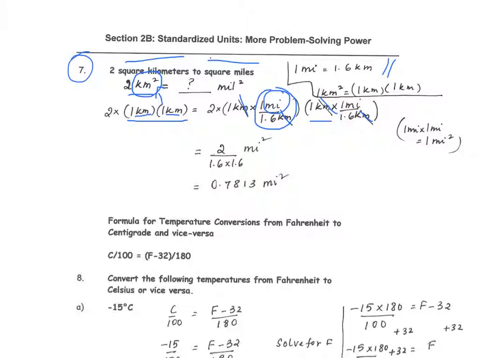And the final answer is miles times miles. That's what survives, and that's how we get our final unit, square miles. Combining all the numbers, it's 2 divided by 1.6 times 1.6. If you want to enter it into your calculator, make sure you're going 2 divided by, in parentheses, 1.6 times 1.6. And that gives us 0.7813 square miles.